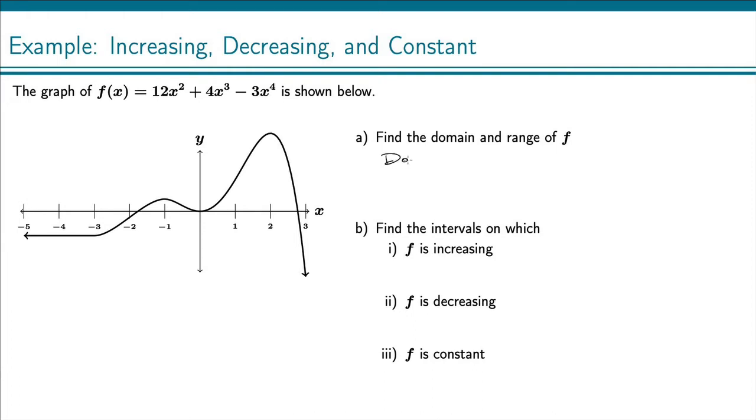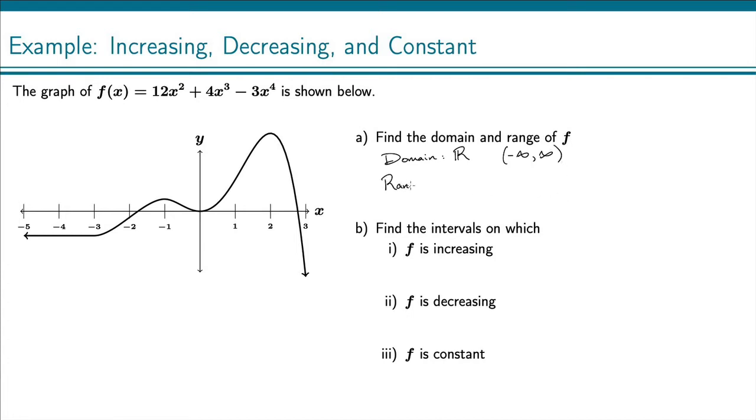For the domain, we care about all the possible x values. And from our graph here, it looks like there's no restriction on x values. We can plug anything we want in because it looks like we're going to the left forever, and here this looks like we can use x values to the right forever. And so our domain is all real numbers. We can indicate that with this symbol, or we can write it as the interval negative infinity to infinity.